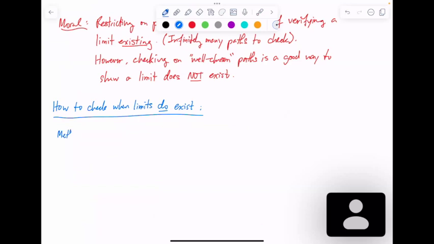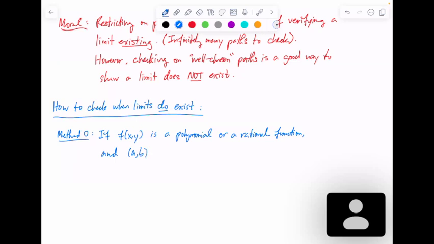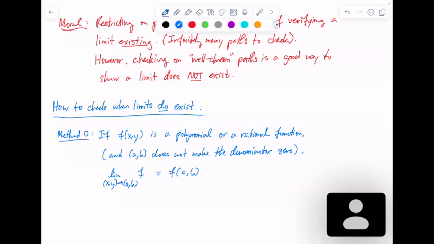Method 0: if f of x, y is a polynomial or a rational function, and (a, b), for the rational function at least, does not make the denominator 0, then the limit is exactly what you would expect. You just plug in a and b. That's really stupid. This holds true for any function that's very nice. If you don't see an obvious problem with a function to plug in (a, b), then you put it in and it seems like it works. So that's kind of stupid. Let's not spend any time on that.